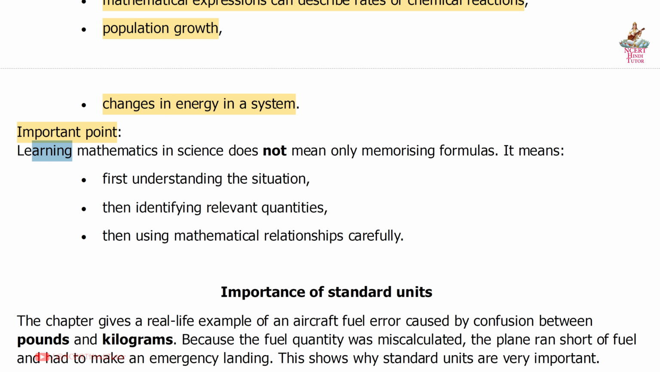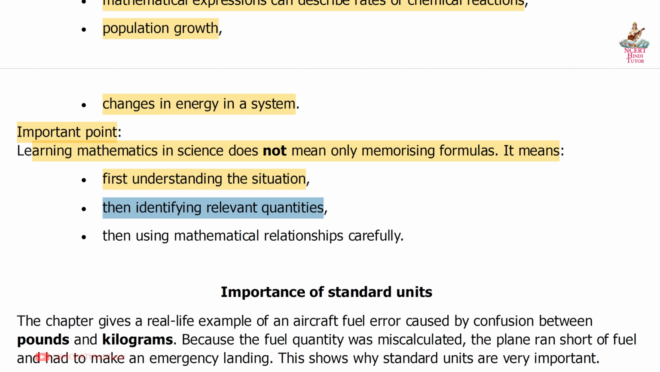Important point: learning mathematics in science does not mean only memorizing formulas. It means first understanding the situation, then identifying relevant quantities, then using mathematical relationships carefully.